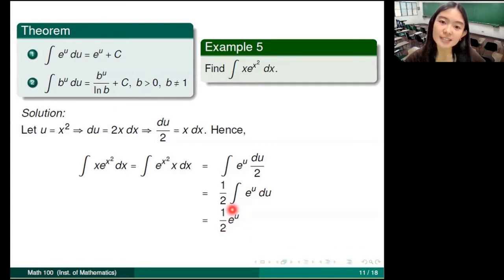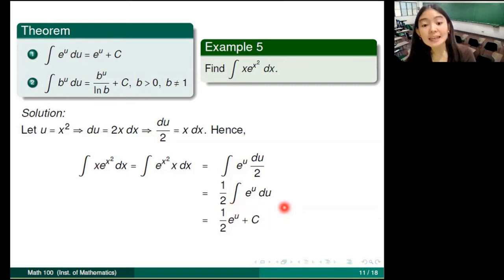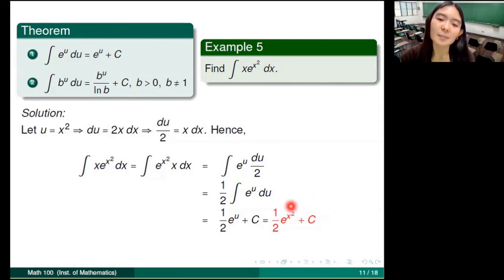Don't forget, ito ay isang indefinite integral kaya merong plus c. And then again, huwag rin kalimutan, our original variable in the given is x. So we will have to bring back the original definition for u in terms of x. So ang final answer natin ay ito po, 1/2 e raised to x squared plus c. Ito ang ating final answer.